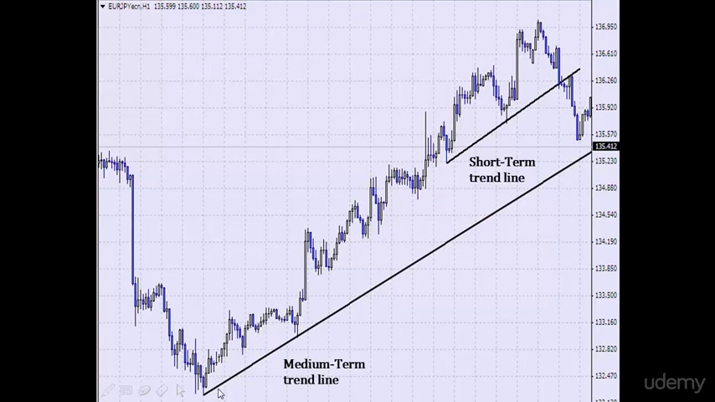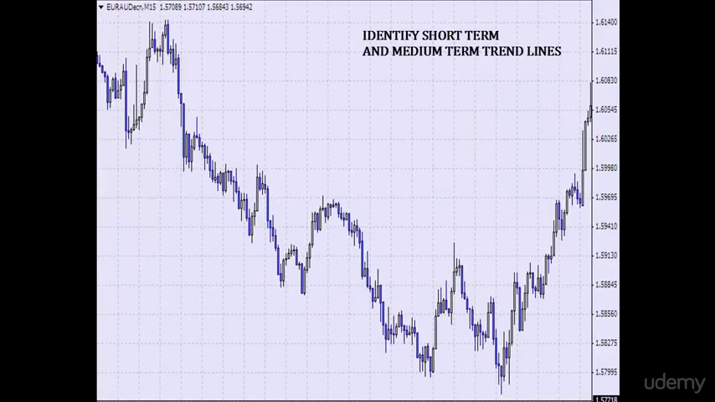Now in order to get the long-term trend line, you will need to compress your chart or go to a larger time frame. Pause this video for a second and try and identify the short-term trend line and the medium-term trend lines.